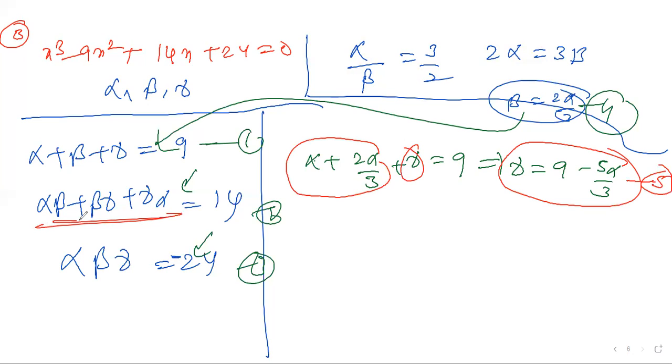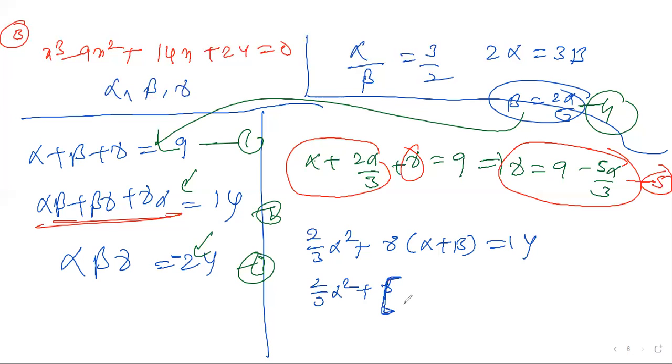Then after this, you simplify the second equation here. What are you going to get? Second one: beta is equal to 2 alpha by 3. So 2 by 3 alpha square plus, let us take gamma common, plus alpha plus beta, I can write for your convenience, is equal to 14. So the beta value is substituted in alpha. So 2 by 3 alpha square, gamma is equal to what can you write? This is substituted directly now: 9 minus 5 alpha by 3.